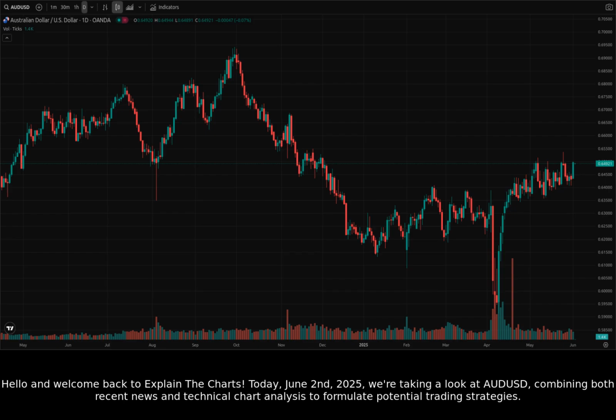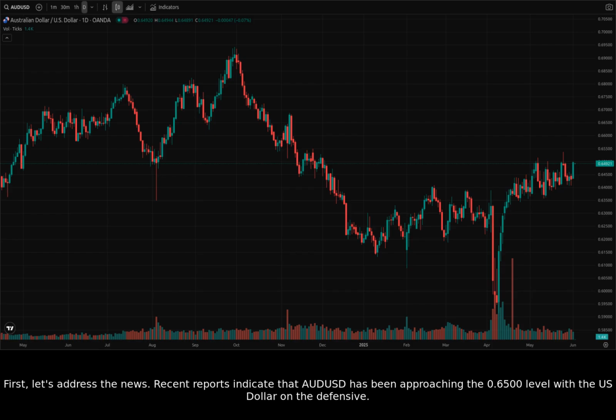Today, June 2nd, 2025, we're taking a look at AUDUSD, combining both recent news and technical chart analysis to formulate potential trading strategies. First, let's address the news. Recent reports indicate that AUDUSD has been approaching the 0.6500 level with the US dollar on the defensive.